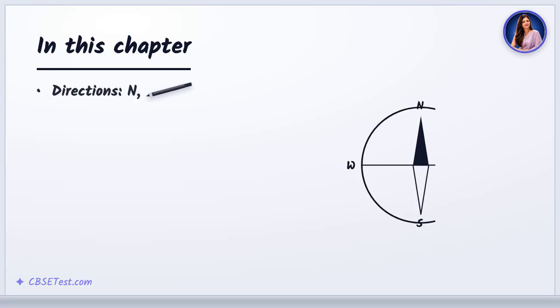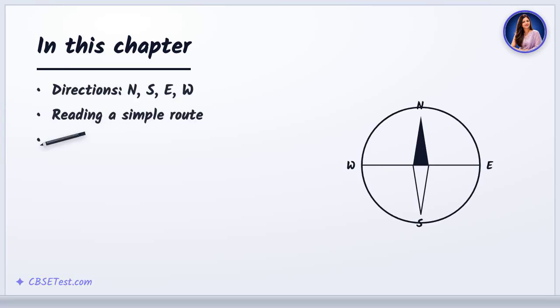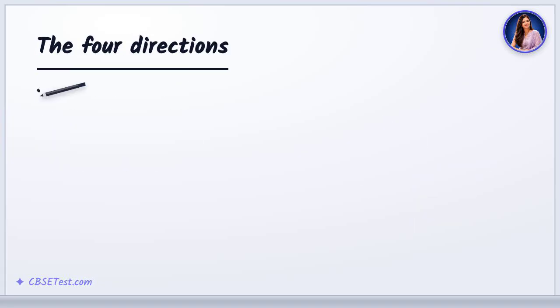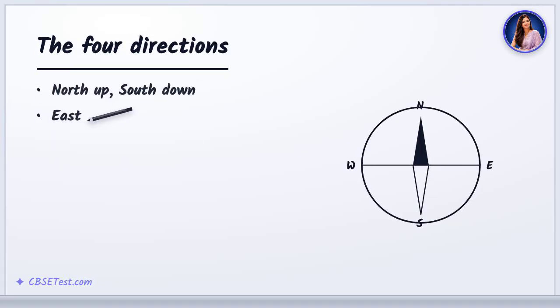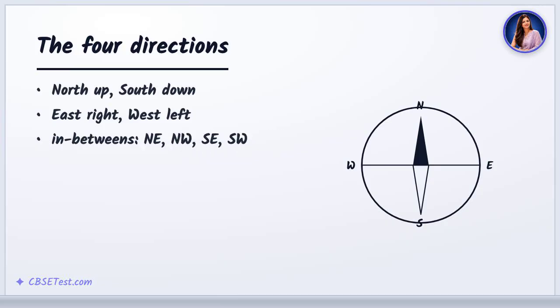Let's travel! In this chapter, we use directions and distances to follow routes on a map and add up how far we go. There are 4 main directions: north, south, east, and west. North points up, south down, east to the right, west to the left. Between them lie northeast, northwest, and so on.